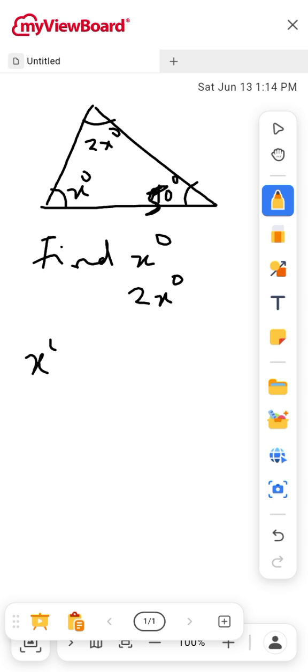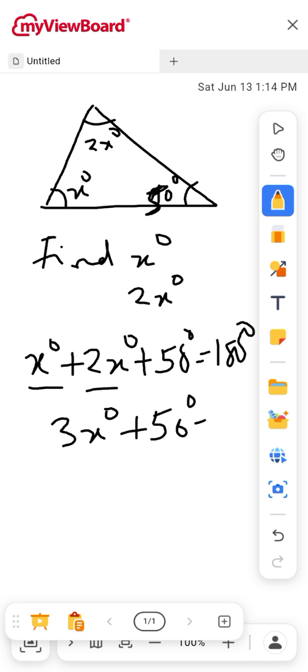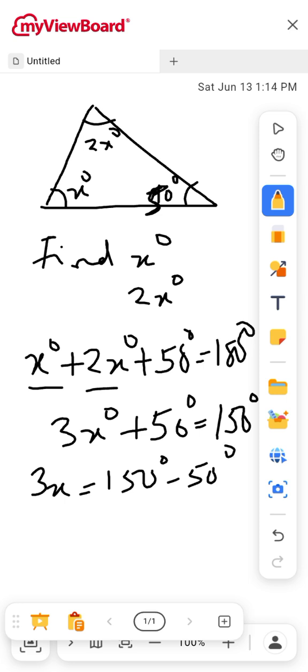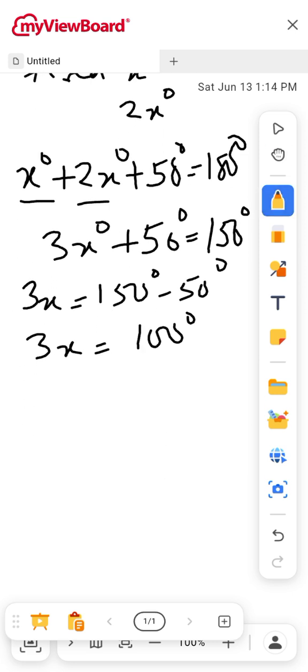So I have x plus 2x plus 50 degrees. Everything equals 180 degrees. So what is x plus 2x? That's 3x degrees plus 50 degrees equals 180 degrees. So let us also collect like terms. 3x equals 180 degrees minus 50 degrees. So my 3x will give me 130 degrees. This is also an equation involving coefficients. What do we do from here? We'll say divide both sides by 3.